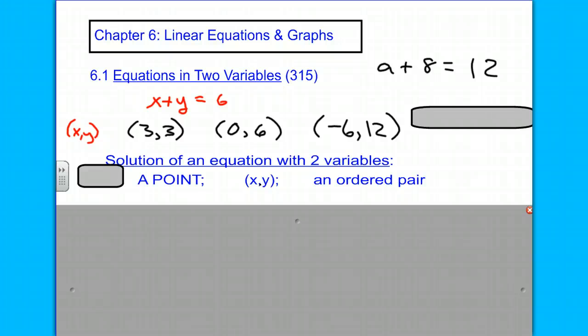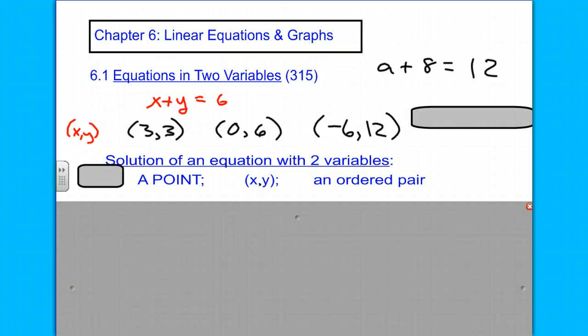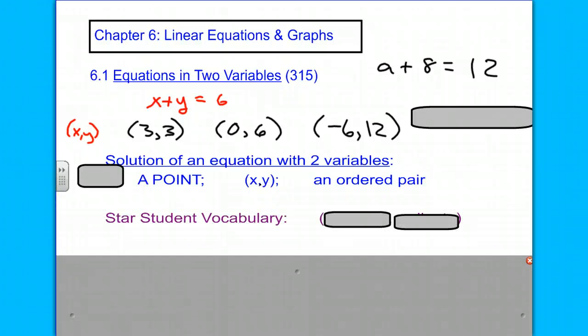There's order to it. What type of order is x, y in? Stuart? Alphabetical. That's right, alphabetical order. So when you have 2 variables in an equation, they'll be placed in alphabetical order inside of parentheses. X, y are the most commonly used letters for points, and so we put them in that order. X comes before y.